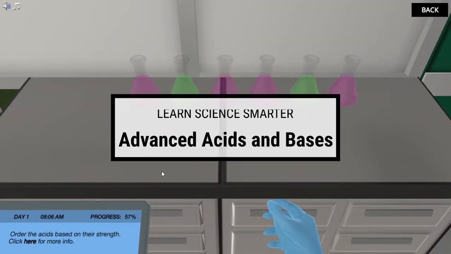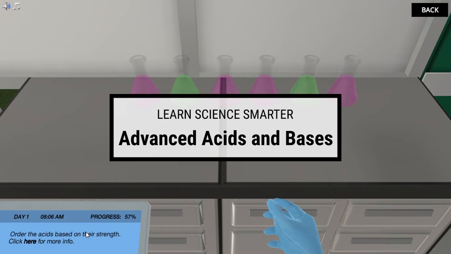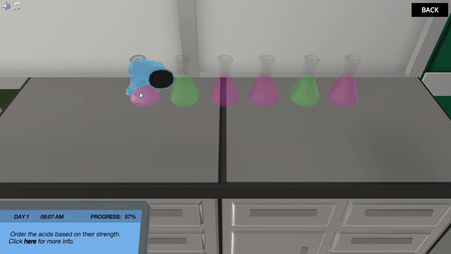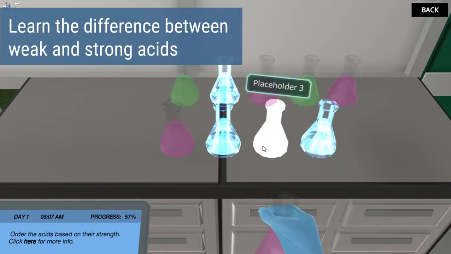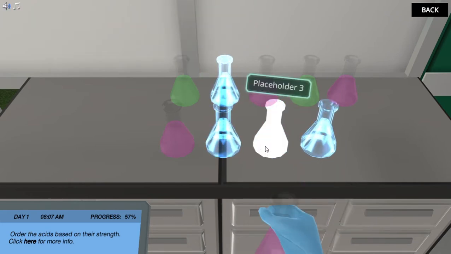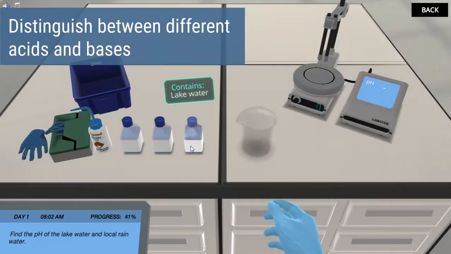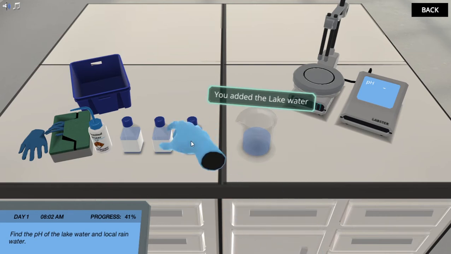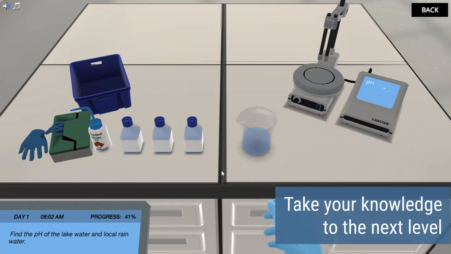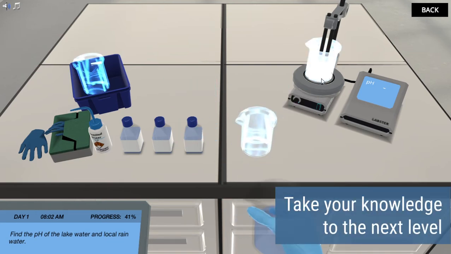Strong acids may sound scary, but did you know that some weak acids can be more dangerous than strong acids? So what's the difference between weak and strong acids anyway? In the Advanced Acids and Bases simulation, you'll learn how to distinguish between concentrated and diluted and strong and weak acids and bases. This simulation is a sequel of the Acids and Bases Laboratory.